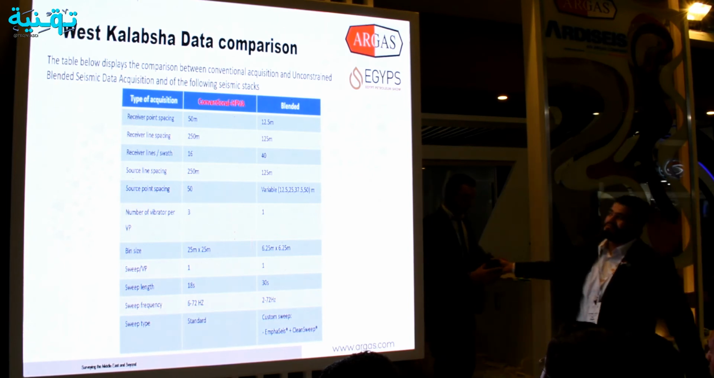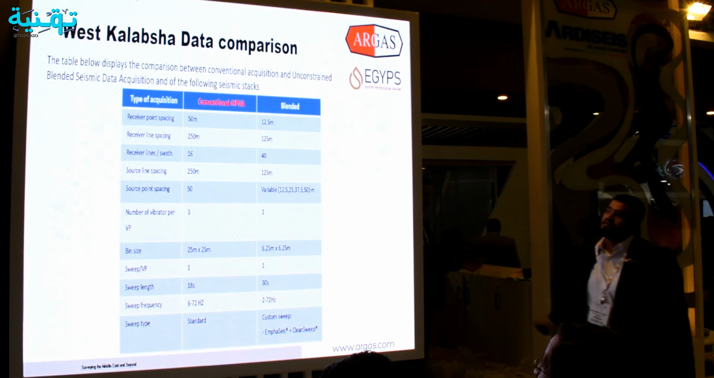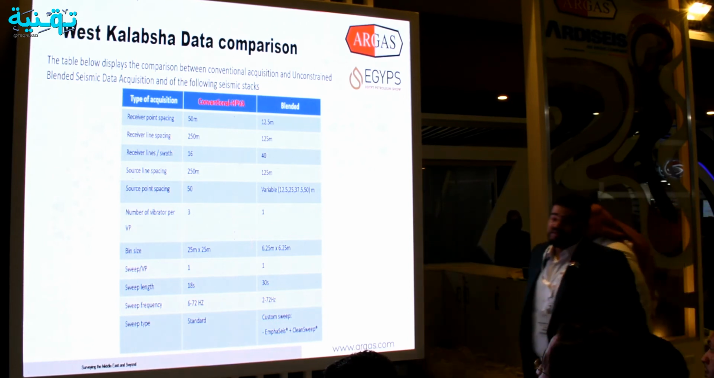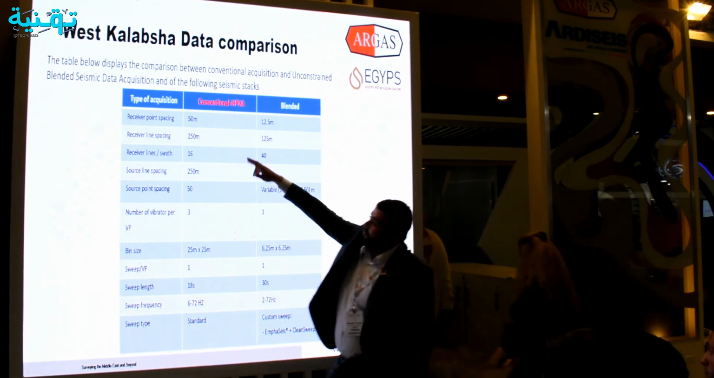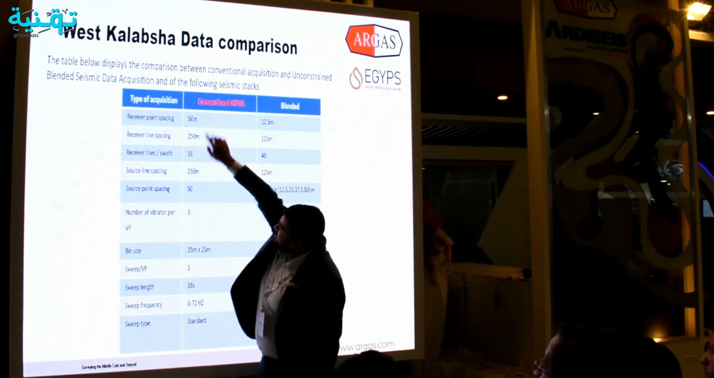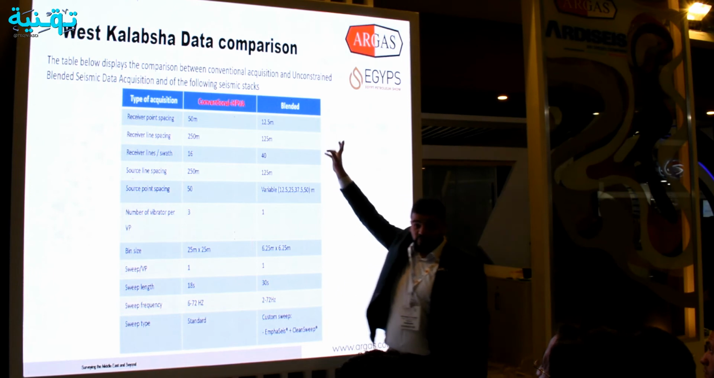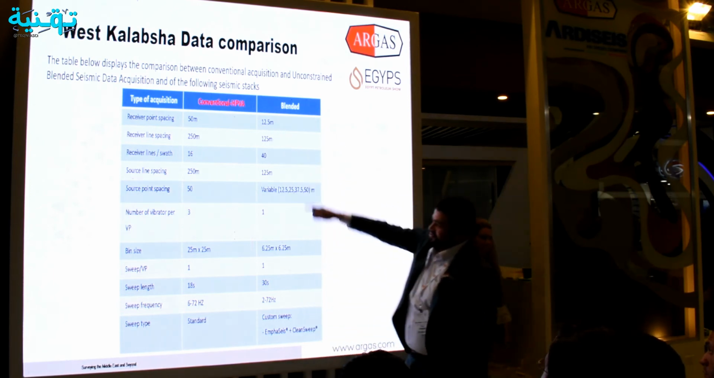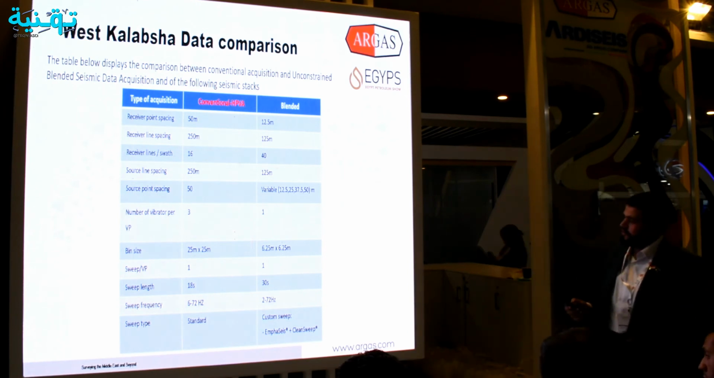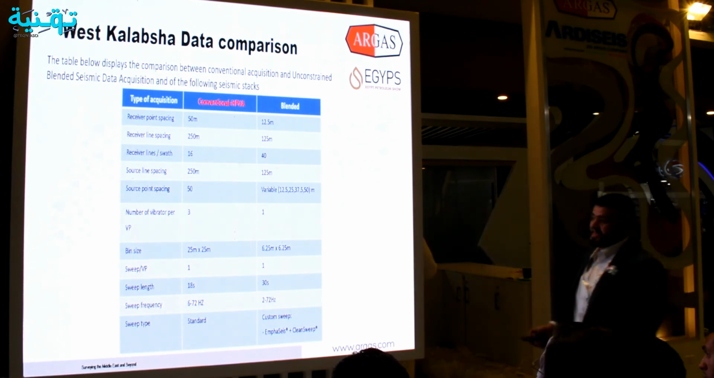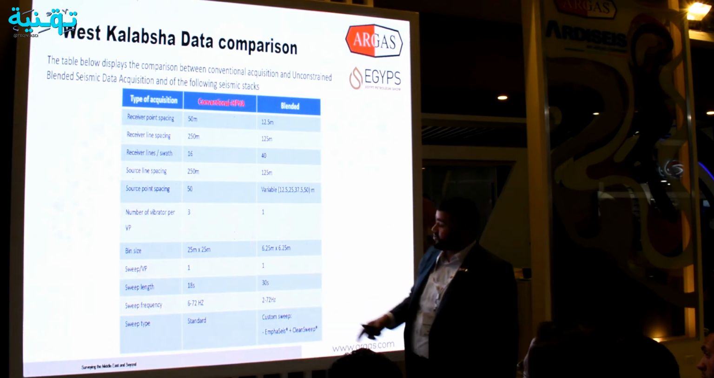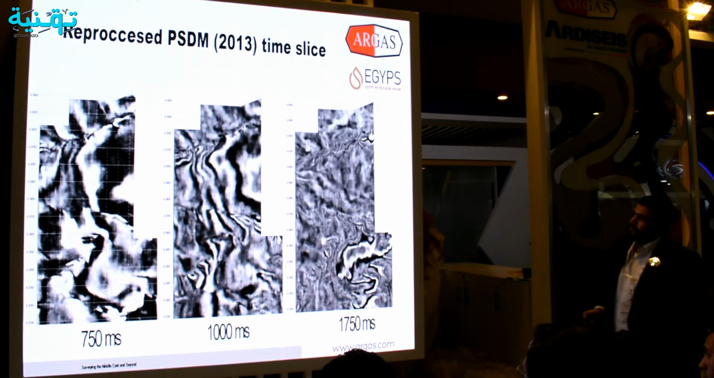This is a comparison between conventional acquisition and unconstrained blended seismic data acquisition. In conventional acquisition, we were using a point interval of 50 meters here and here. We have made it a much denser acquisition, with 12.5 meters. The bin size is a bit big, it's 25 meters by 1.5, and here it is 6.25 meters.